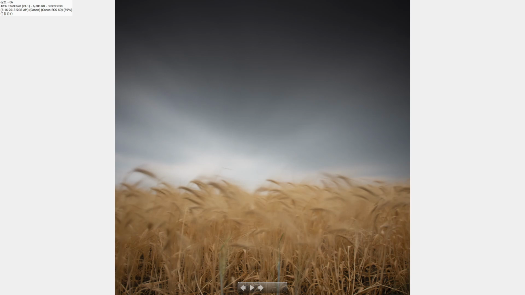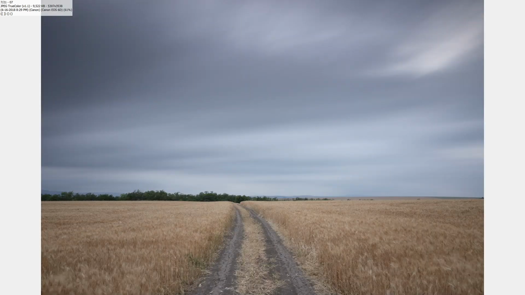Over here I did a long exposure, and it's basically a very simple photo. It's a field of wheat, and the wind was going through it, and that was it.